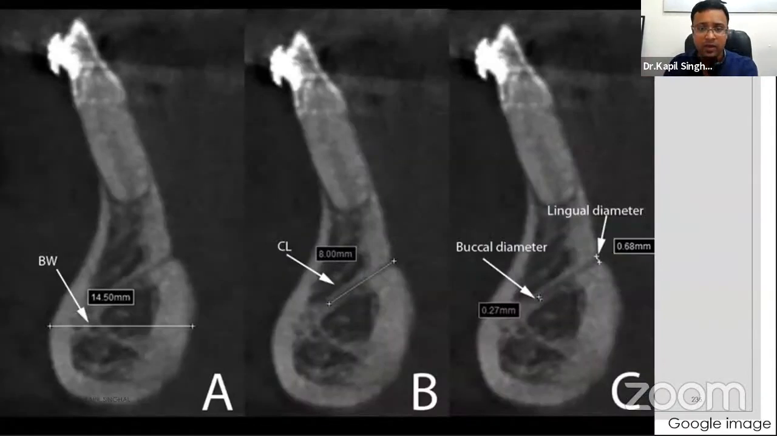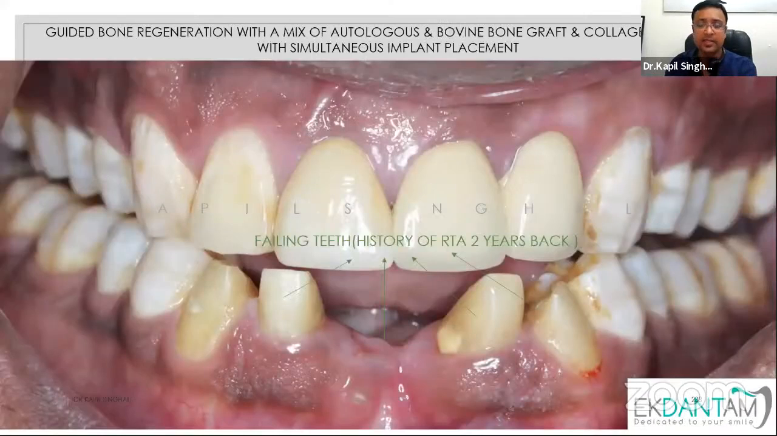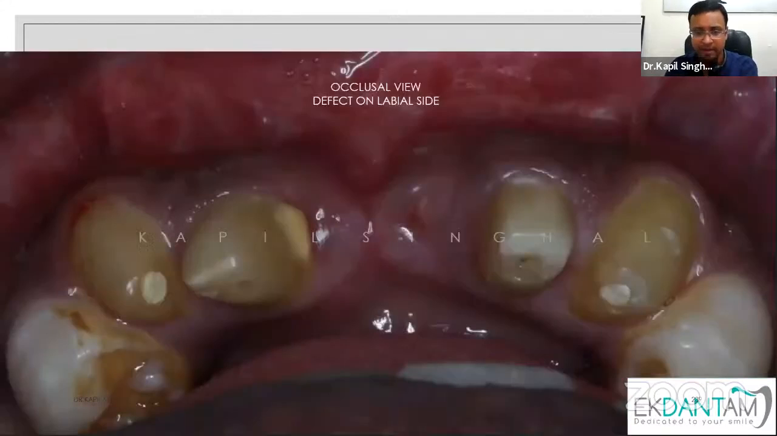Okay, case. This is an anterior implant patient. The patient had a road traffic accident and had got root canals around 4 to 5 times, and the tooth were failing.